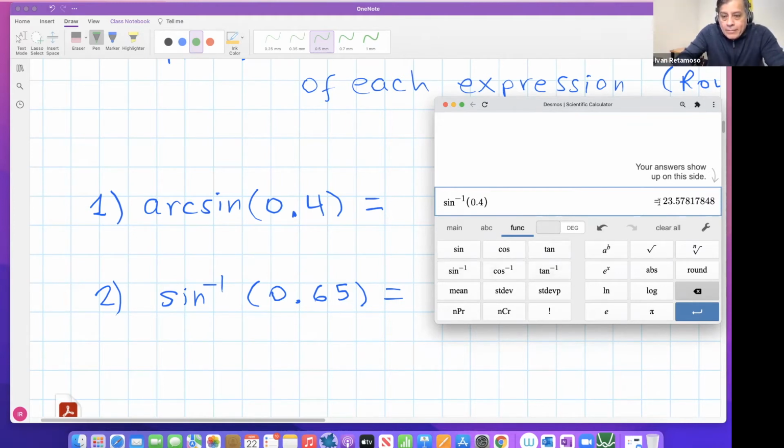By default, our Desmos scientific calculator will output the answer in degrees, as you can see. But that's not the one that we want. We want the answer in radians, because the output values for this inverse trigonometric function should be in radians. So this is the one that you have to take: 0.411.